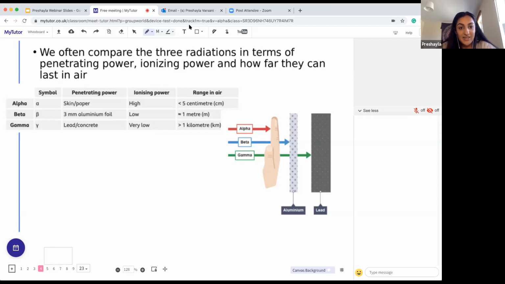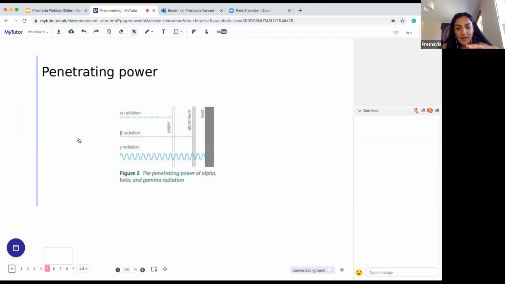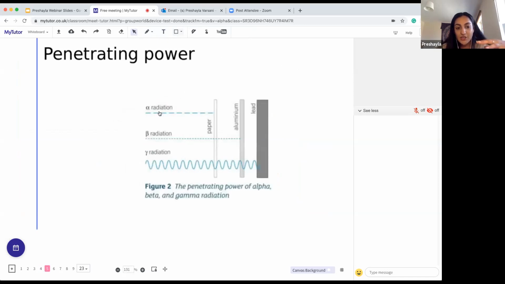So as I said, this table has to be memorized because you will be expected to pull out these facts in an exam question. Okay, so here's another diagram of penetrating power, and it just shows that alpha can be blocked by paper, beta can be blocked by some form of aluminium foil, and gamma can be blocked by lead.